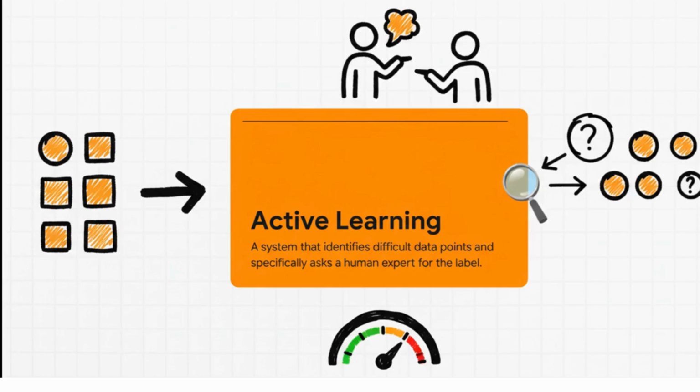It's called active learning. Instead of a person just randomly labeling data, the model itself points to the examples it finds most confusing. It basically raises its hand and says, "Hey, human expert, I'm really not sure about this one. Can you help me out?" This means the expert's valuable time is spent on only the trickiest cases, which makes the whole training process incredibly efficient.